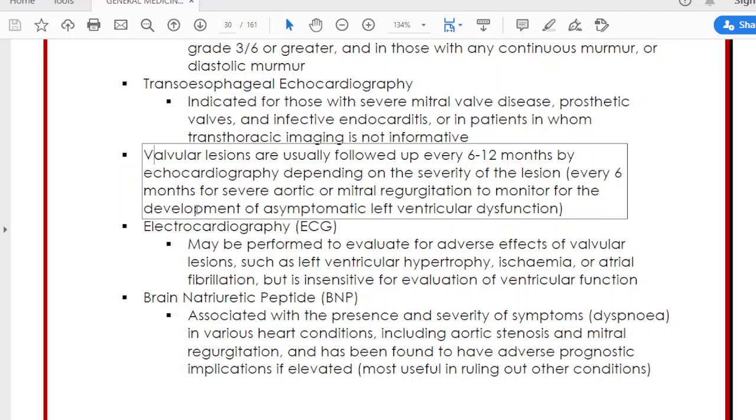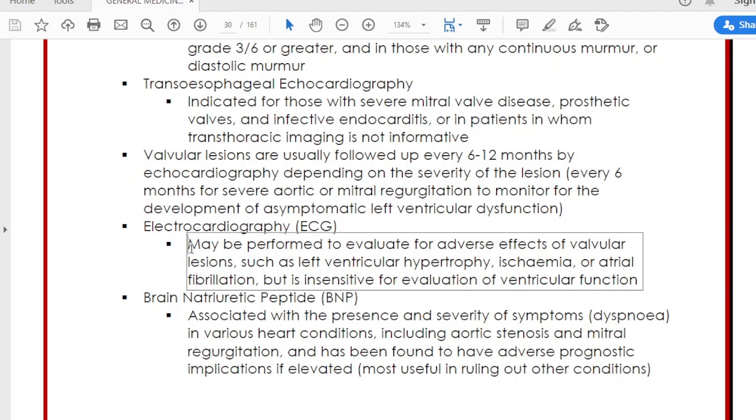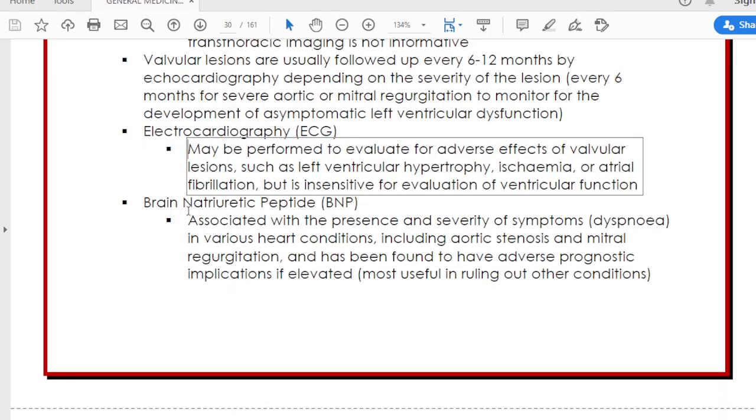Valvular lesions are usually followed up every 6 to 12 months by echocardiography depending on the severity of the lesion, every 6 months for severe aortic or mitral regurgitation to monitor for the development of asymptomatic left ventricular dysfunction. Electrocardiography may be performed to evaluate for adverse effects of valvular lesions, such as left ventricular hypertrophy, ischemia, or atrial fibrillation, but is insensitive for evaluation of ventricular function.